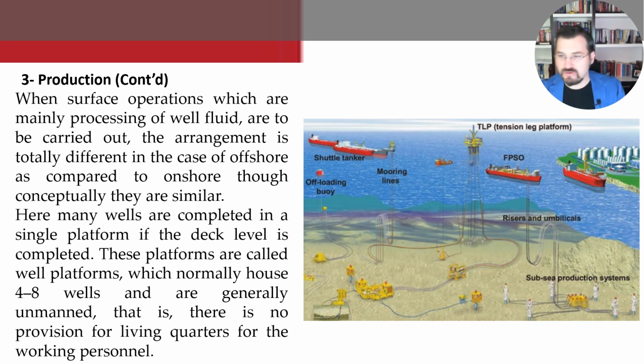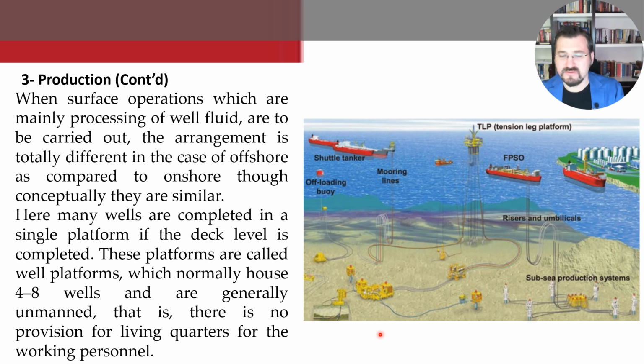Okay, so when the surface operations, which are mainly processing of well fluid, are to be carried out, the arrangement is totally different in the case of offshore as compared to onshore. True, conceptually they are similar, as we already mentioned. Here many wells are completed on a single platform. If deck level is completed, these platforms are called well platforms, which normally house 4 to 8 wells, and they are normally unmanned. So there is no provision for living quarters for the working personnel and things of this type. There are no humans on these platforms, and they are producing.